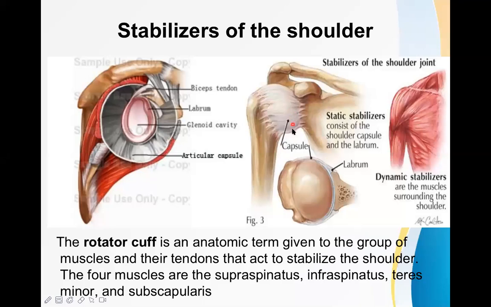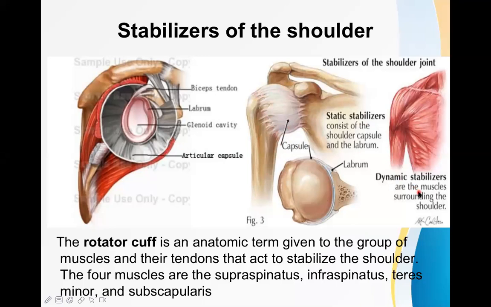Look at this picture now. There is a joint capsule. It looks like this when you look from the outside. And there are different ligaments which run from the scapula to the humeral side. These are called glenohumeral ligaments, and they strengthen this capsule. These are the static stabilizers.